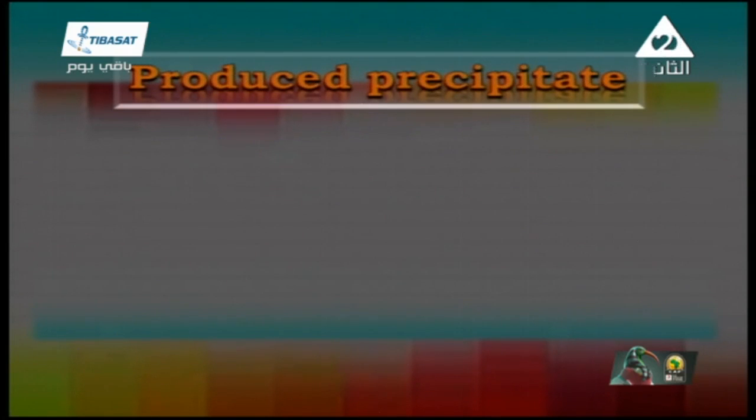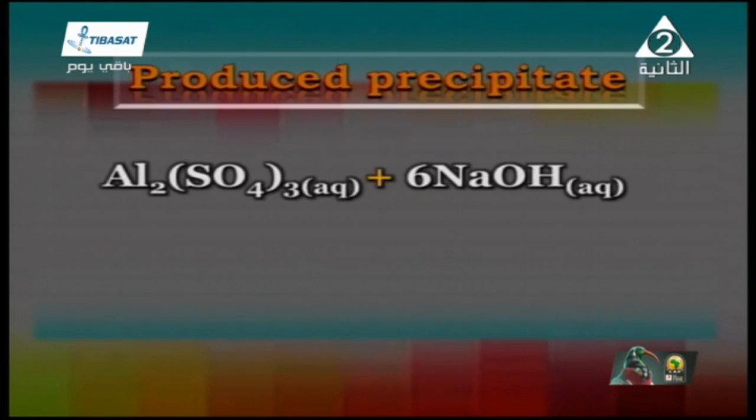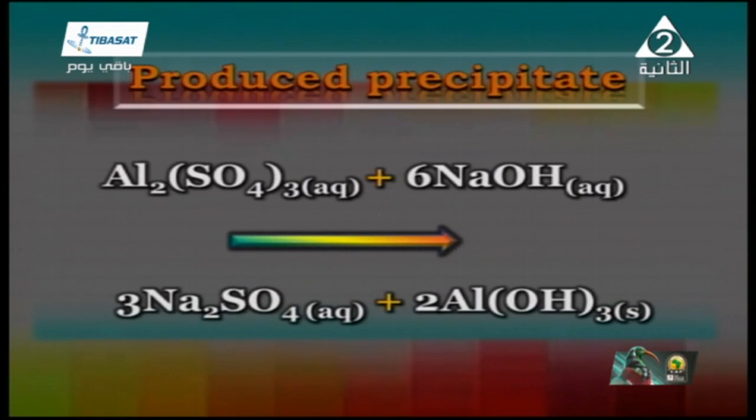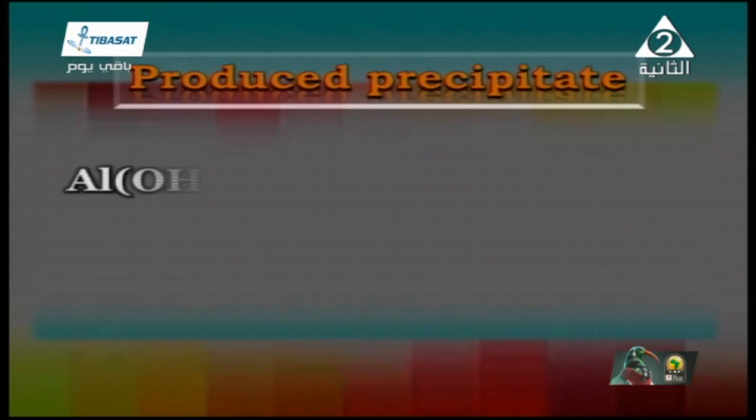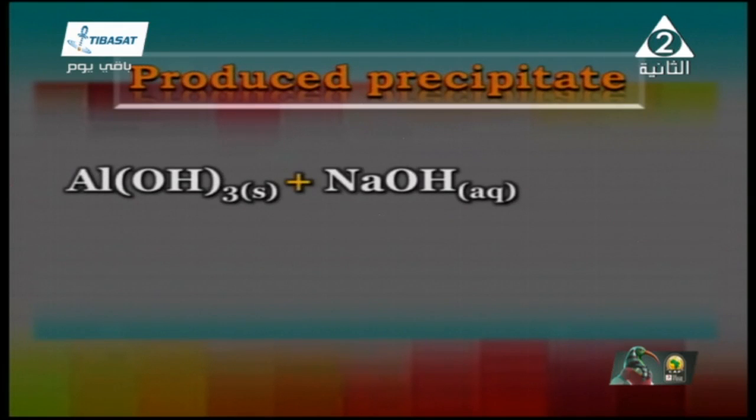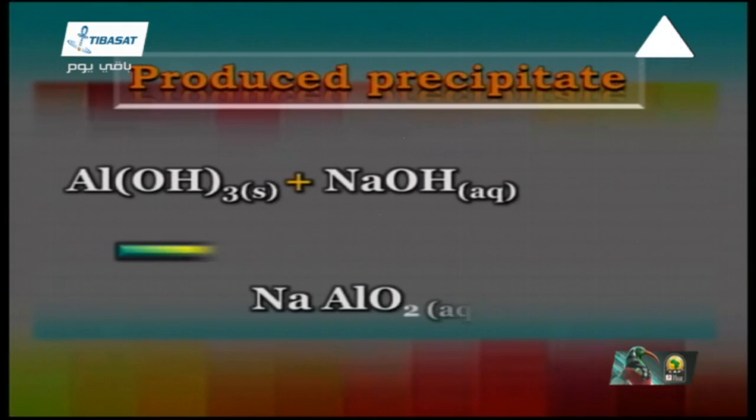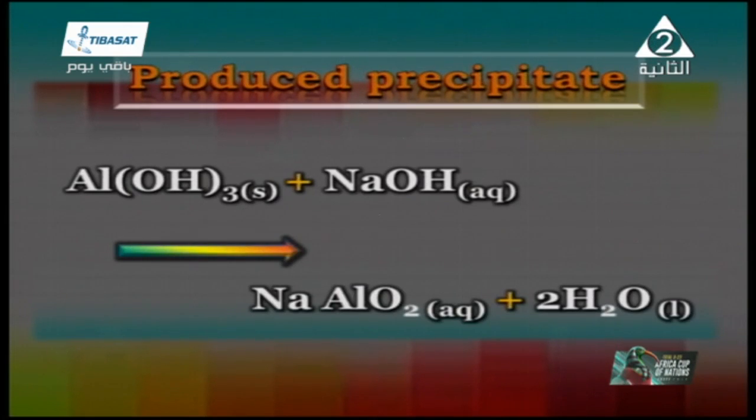As the equation proceeds on the screen, using aluminium sulfate as the salt solution of aluminium ion plus sodium hydroxide, it gives sodium sulfate and white precipitate of aluminium hydroxide, Al(OH)3. Then when adding excess sodium hydroxide NaOH solution to the precipitate of aluminium hydroxide, it gives sodium meta-aluminate NaAlO2, which is soluble in water, and the white gelatinous precipitate disappears and water is produced, as shown on the screen.